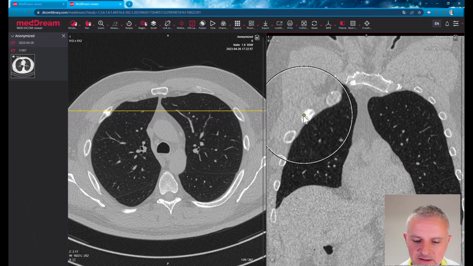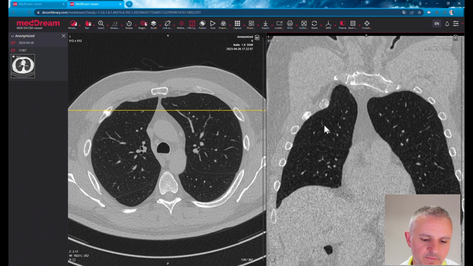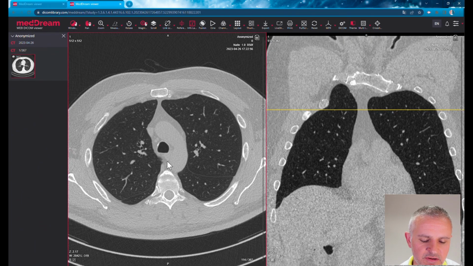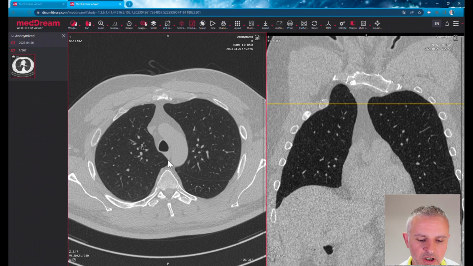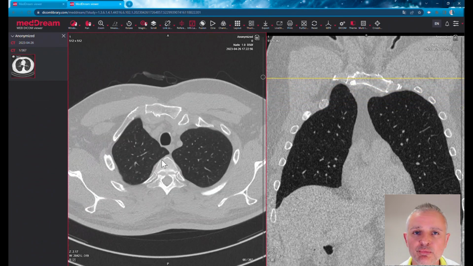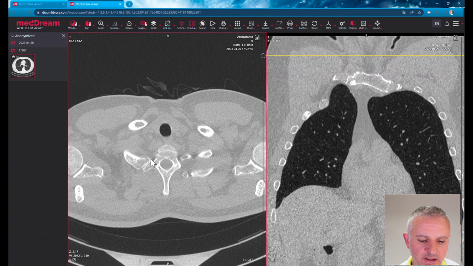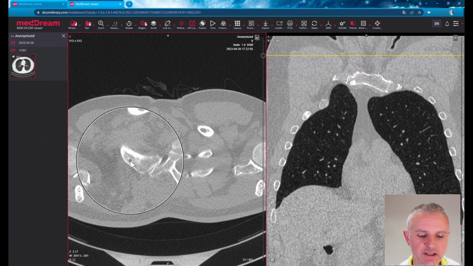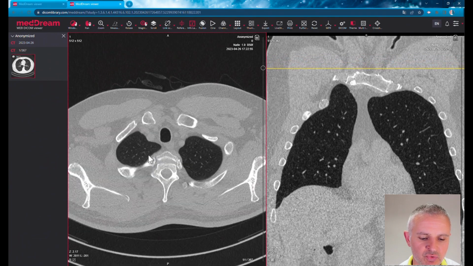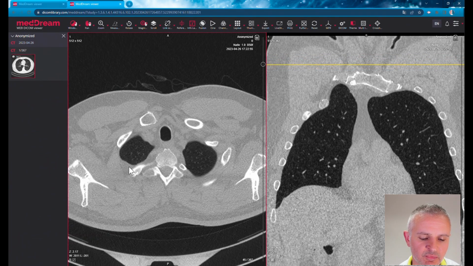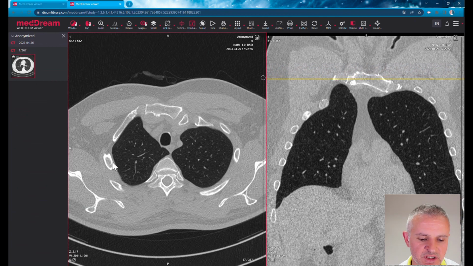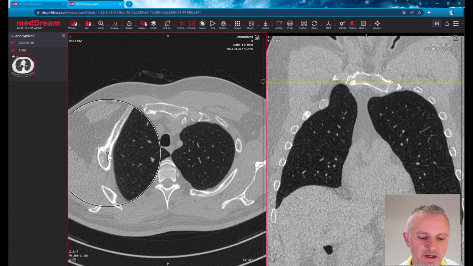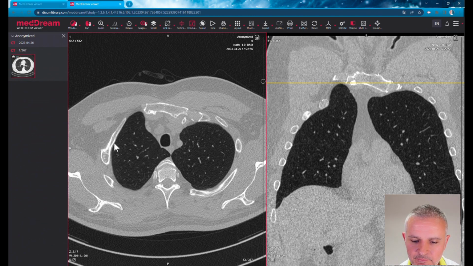You can also take a look at this on the coronal. Here is the prominent callus formation. As for that opacity that I mentioned in the lung apex, let's go up towards the upper part of the lung and start at rib number 1. This is the dorsal aspect of rib number 1. This is rib number 2, and let's follow rib number 2 as much as we can. And here you can see that rib number 2 and 1 are actually connected.